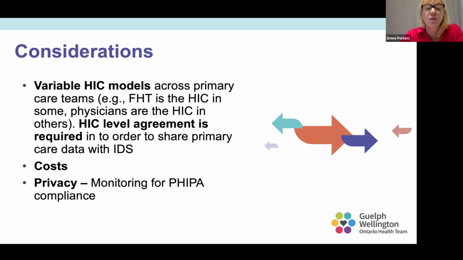Some considerations: we do have variable HIC models. So when we are inviting and supporting different physicians to contribute their data to IDS, in some cases it's the primary care team, the FHT or the CHC, that is the HIC. In other cases, the individual physicians are the HIC. And so we have to customize and support those agreements based on the HIC model. There are costs associated with both extracting the data from the primary care EMR and for the support of IDS, and obviously privacy is of paramount concern, and we are continually monitoring for PIPA compliance.